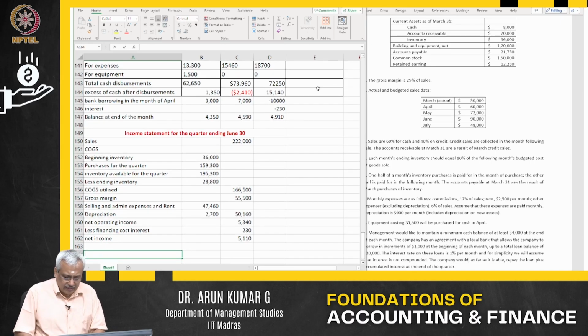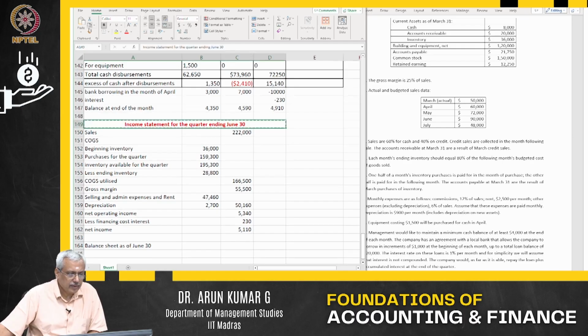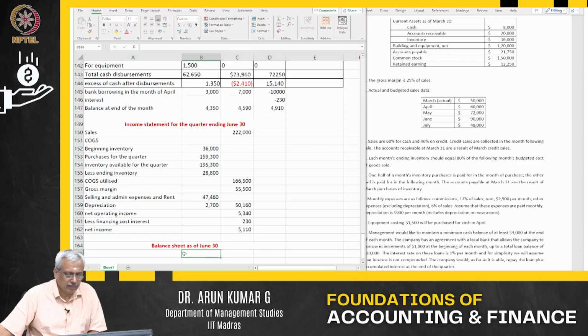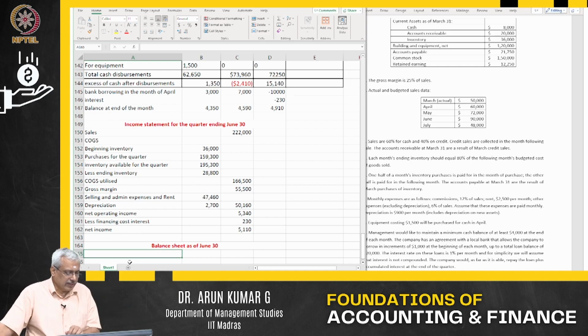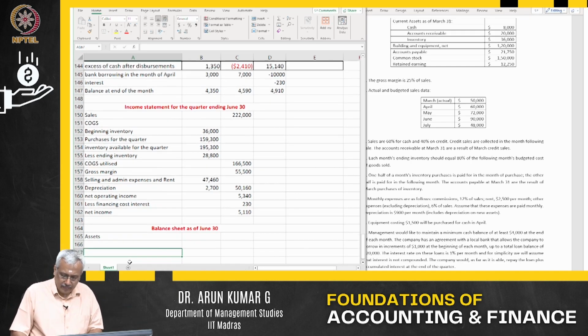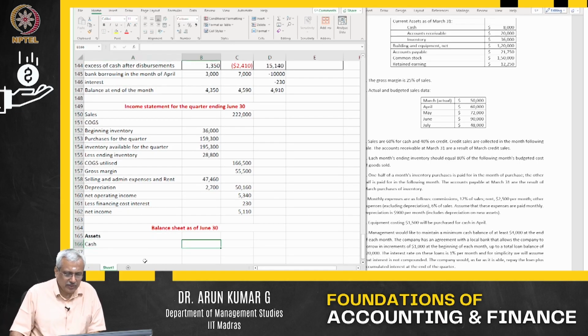Next we do what is called the balance sheet as of June 30. Let us look at the balance sheet as of June 30 out there. Let me start with the assets. Let's go here. Cash. What is the cash balance you have? The cash balance what I have at the end of the quarter is right here, 910.